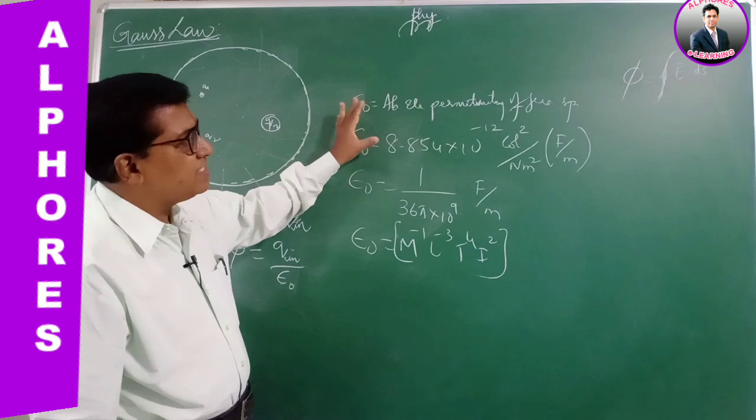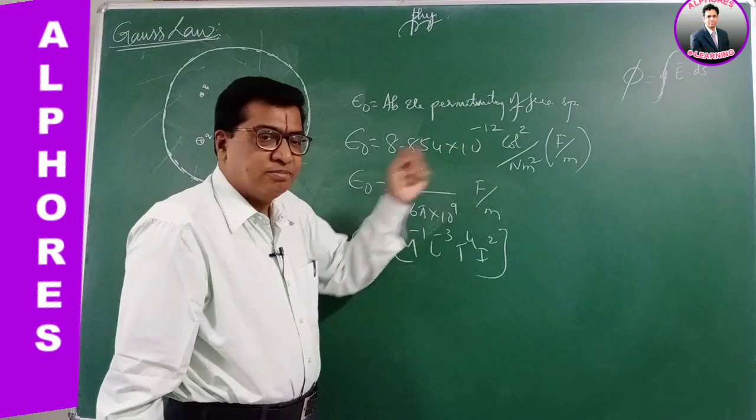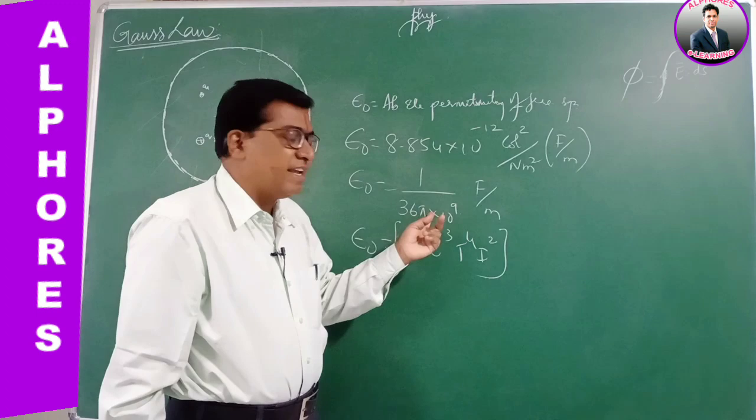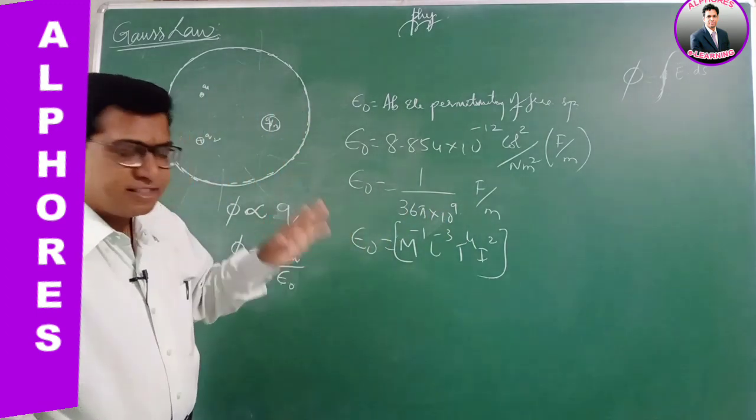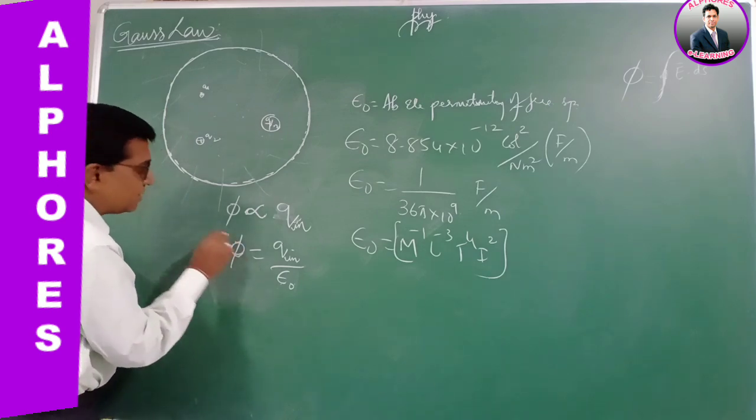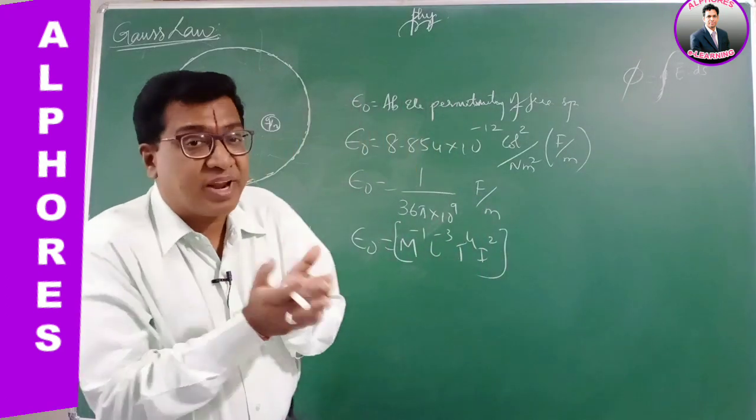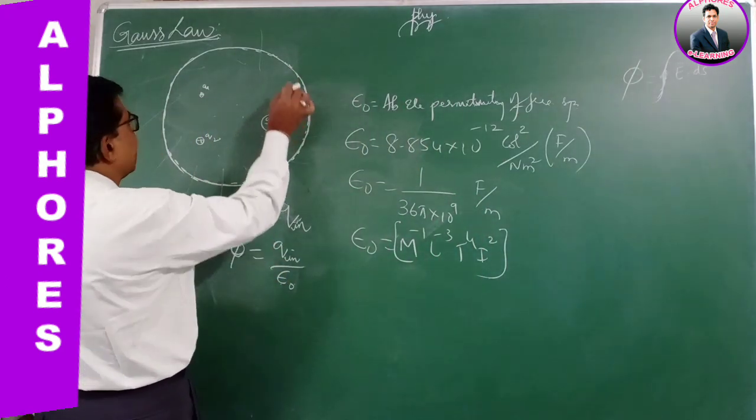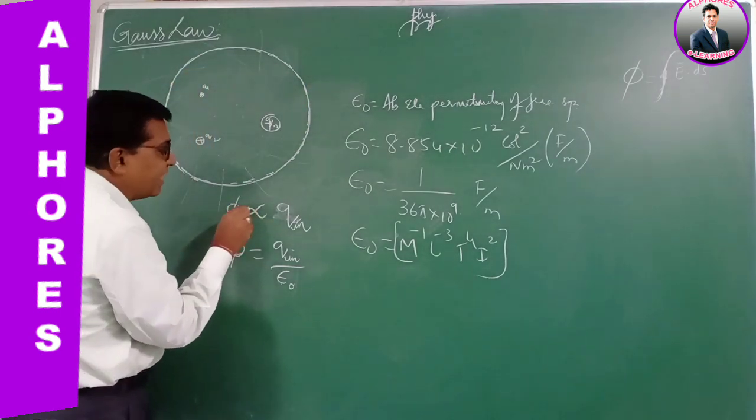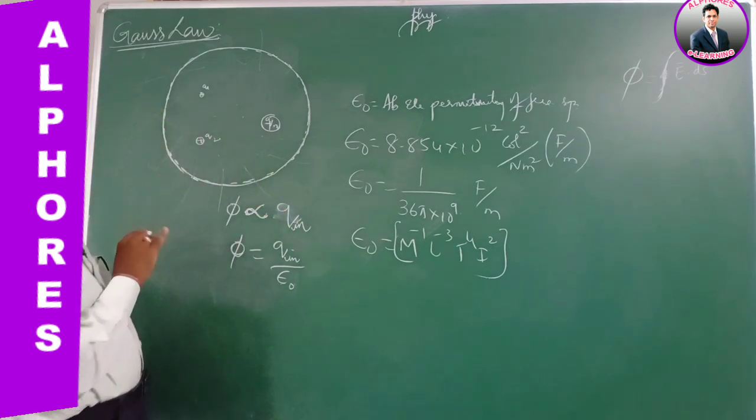So epsilon naught is the absolute electrical permittivity of free space, and its value for air, vacuum, free space is like this. Instead of taking this, better take this for easy calculation, and its dimensional formula is like this. So according to Gauss law, the total number of lines of force, the flux passing through this Gaussian surface, is directly proportional to the total net charge that is present inside the Gaussian surface.